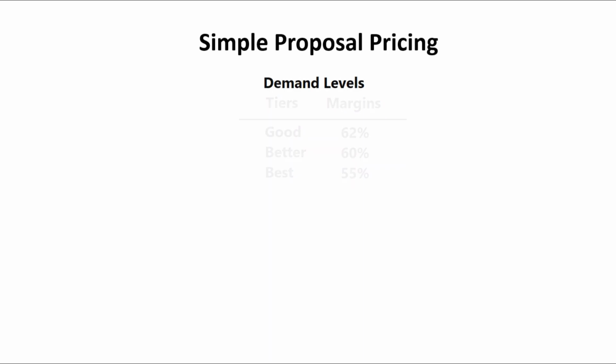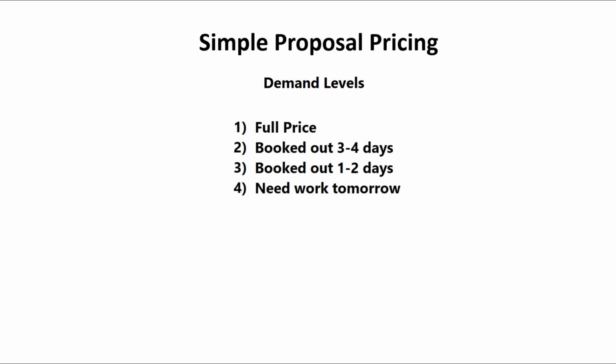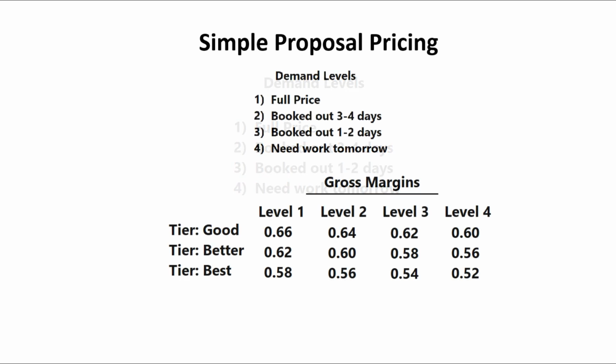In addition to tiers, there are demand levels that can also affect the margin. This contractor has 4 demand levels, which look like this. At any given time, the contractor is operating under one of the demand levels. He can change the current demand level at any time on the settings screen. These are designed to adjust margins up or down, depending on how busy the contractor is. The complete matrix looks like this.